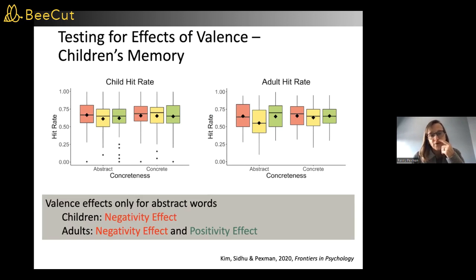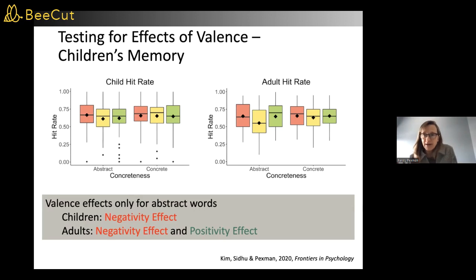So for hit rates, remember we were predicting that interaction of valence and concreteness. We did find the interaction. Valence only affected hits, so accurate detection that they had heard this word before. For children, there was the negativity effect only for abstract words. For adults, there was both a negativity and a positivity effect only for abstract words. There was not a significant effect of valence for concrete words for either group.